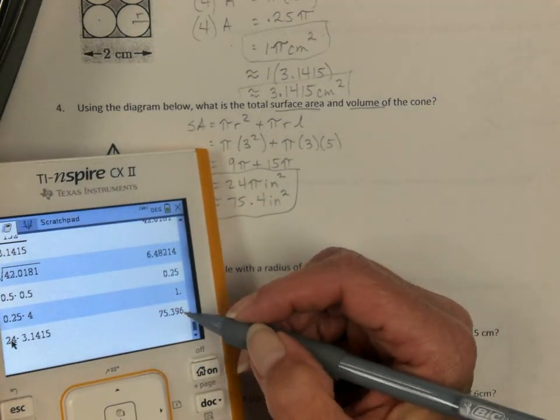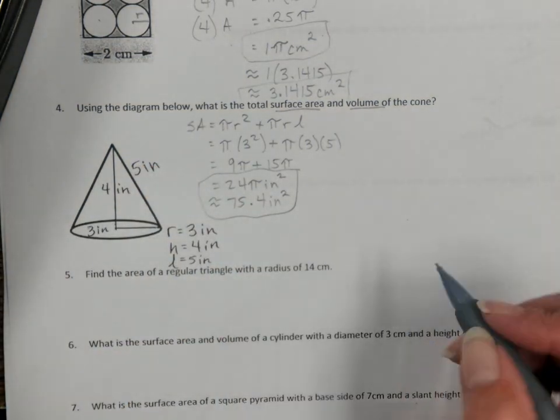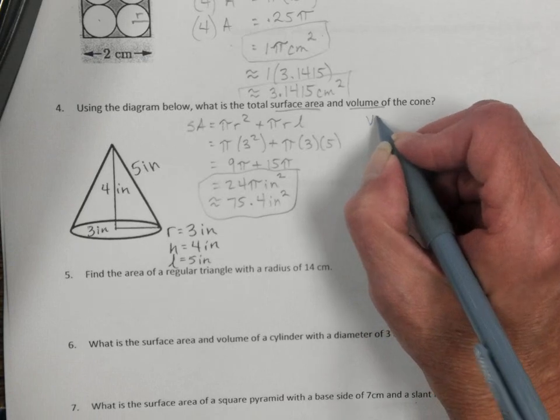In my calculator, that's 6 bumps the 9, then 9 bumps the 3. So my final answer would be 75.4. But I'm also asked for the volume.